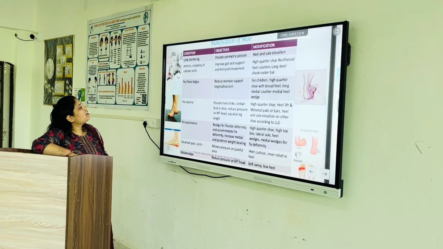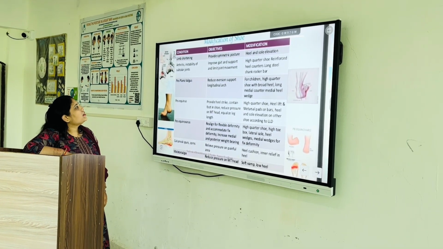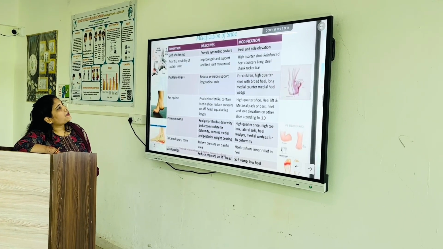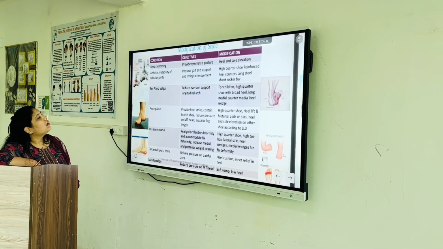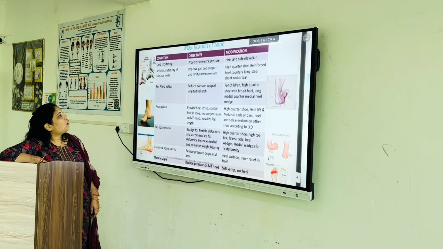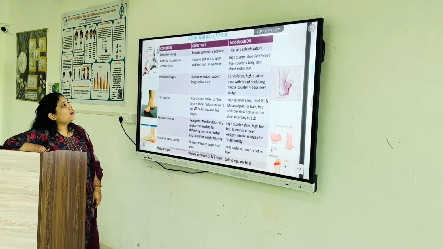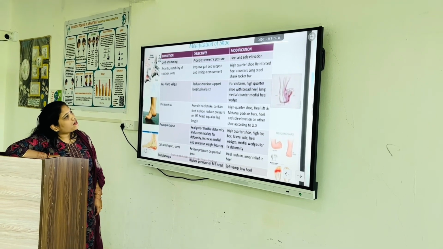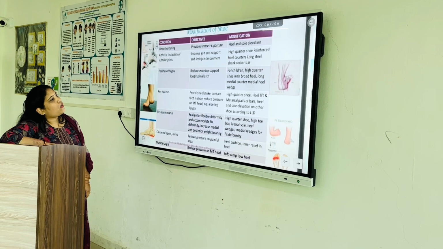Modification of shoe, conditions are limb shortening, arthritis, instability of the subtalar joint. Objectives are to provide symmetric posture; modifications are heel and sole elevation. First, arthritis. Objective of this modification of the shoe is to improve gait and support and limit joint movement. Modifications are a high quarter shoe, reinforced heel counter, long steel shank, rocker bar.